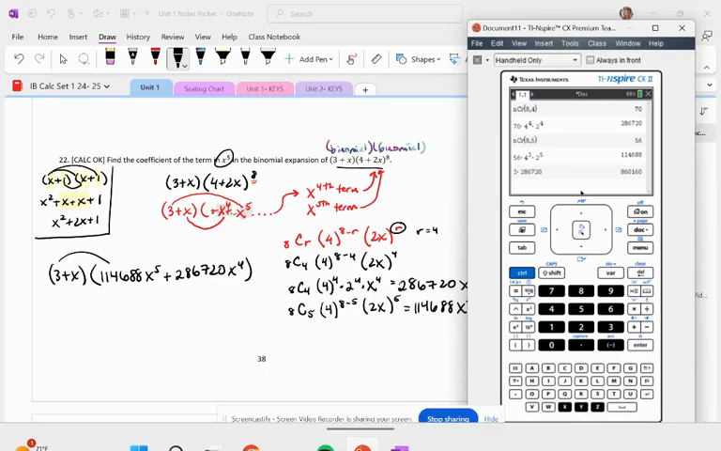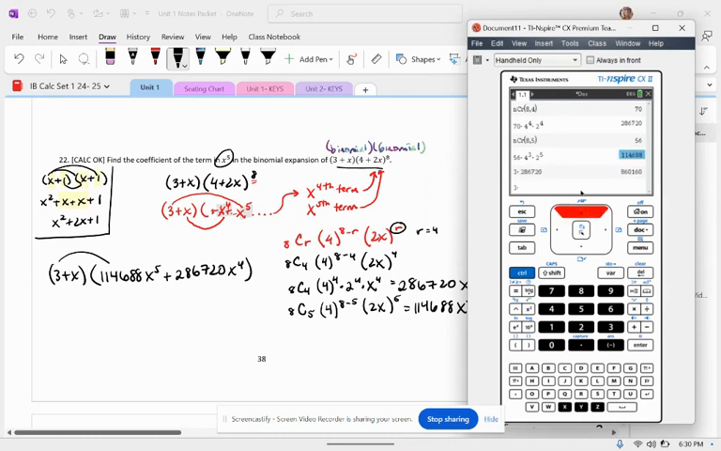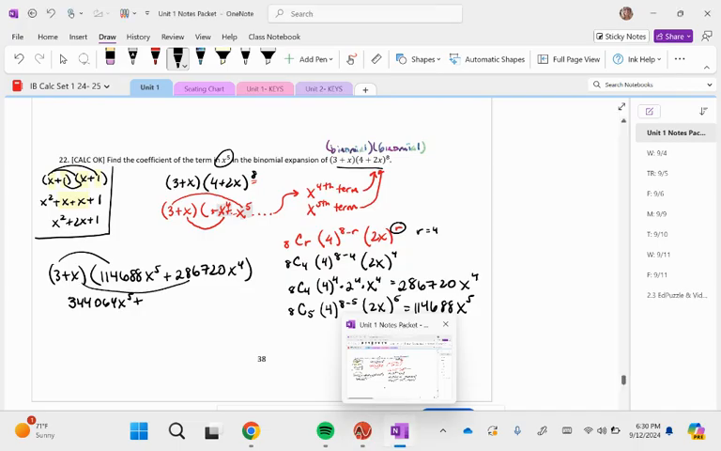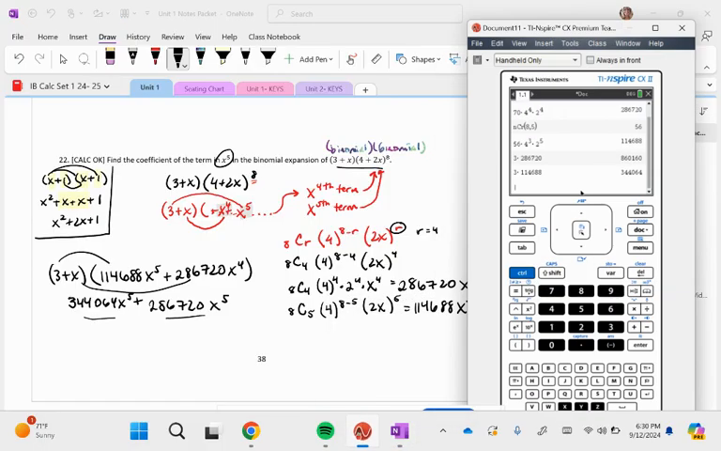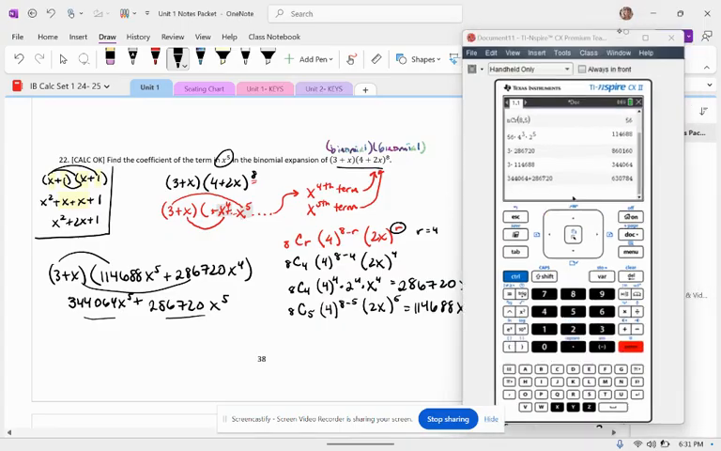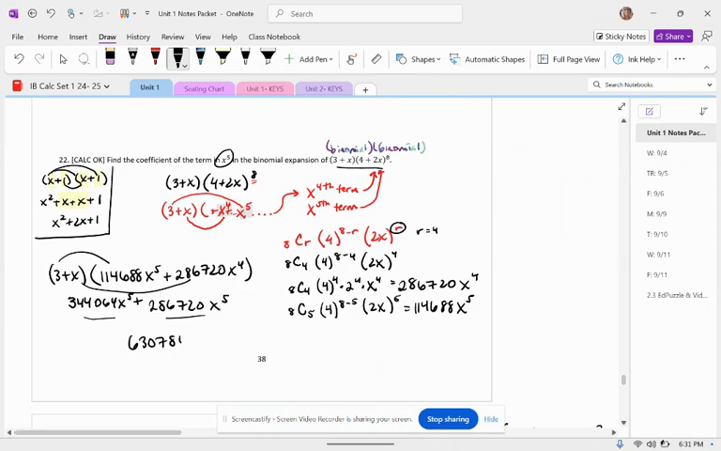Okay, so now I've got 3 times this one, and that's going to be 344,064 x to the fifth, plus this one, which is just plain old powers, so 286,720 x to the fifth. And I'm going to add these two together. Now I get 630,784 x to the fifth. This is the coefficient.